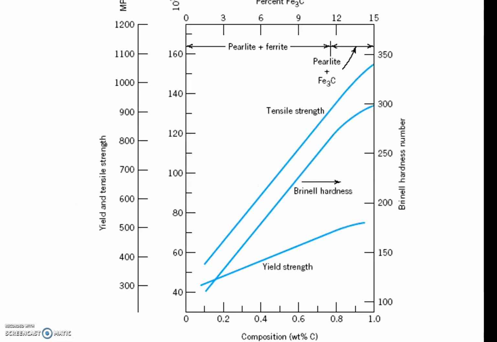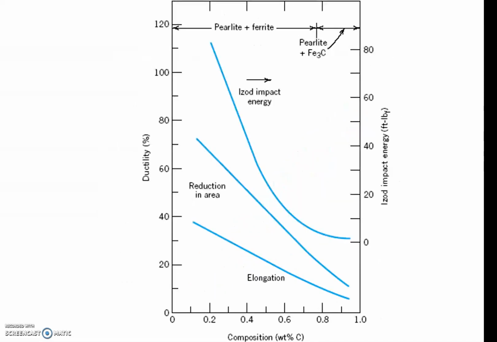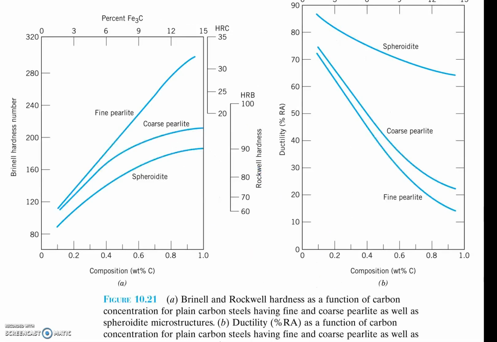So here we see that yield strength and hardness and the tensile strength all increase as your weight percent of carbon increases, and that is due to solid solution strengthening as we would expect. And of course, the reverse occurs in terms of ductility, where you have a decrease in ductility as well as impact energy as you increase your weight percent carbon. And you can look back, and we discussed this in earlier chapters as well. Here we have the same thing happening.